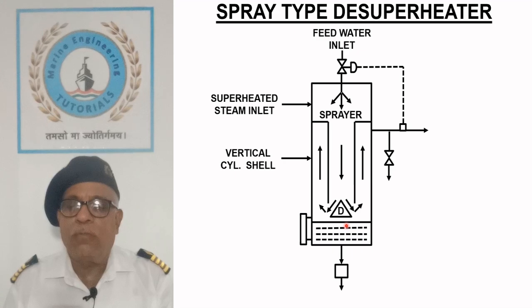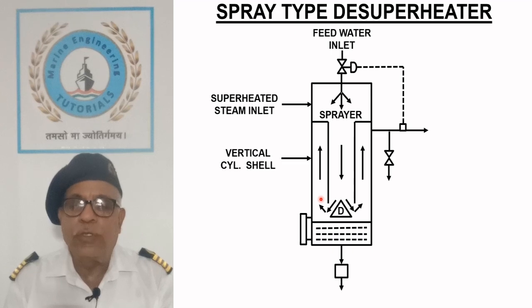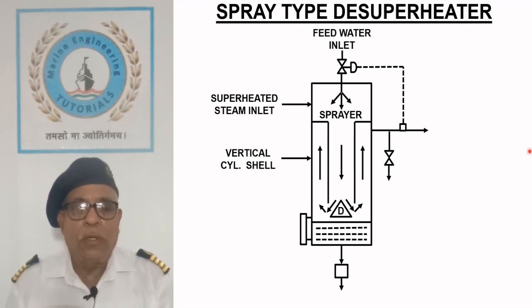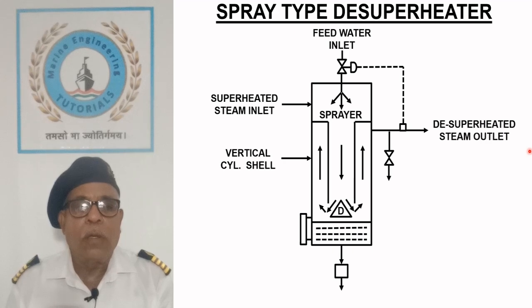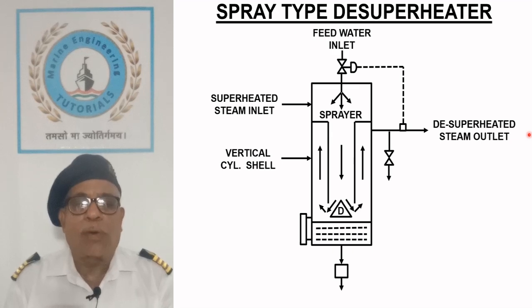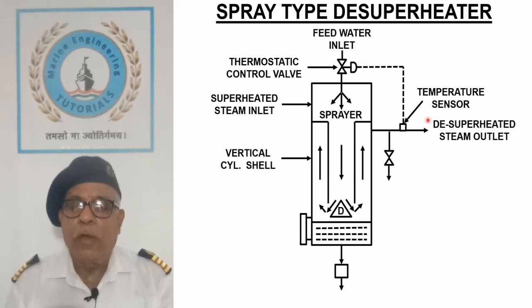A deflector at the bottom gives direction to the de-superheated steam to rise up through the cylindrical baffle around the central passage, whereas water droplets settle down. De-superheated steam is taken out from the outlet. Temperature of the de-superheated steam is sensed by the sensor of thermostatic control valve, which regulates the feed water flow to maintain the desired temperature.